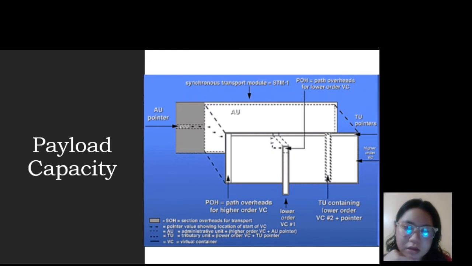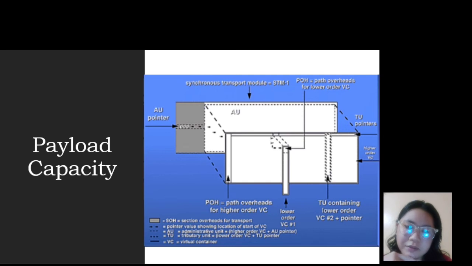An administrative unit can be further divided to carry lower rate signals, each with a tributary unit, or TU, of which there are several sizes. For example, a tributary unit 12 carries a single 2 Mbps signal, and a tributary unit 2 carries a North American or Japanese 6 Mbps signal.